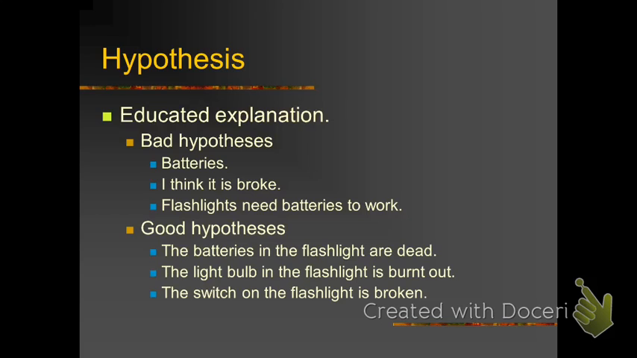And so here are some bad hypotheses. Batteries. Okay, that doesn't explain anything. I think it is broke. We know it is broke. We're trying to find out why it is broke. And then the next one I wrote up there is flashlights need batteries to work. Although it is a true statement that flashlights need batteries to work, it really doesn't explain why the flashlight is not working. So here are some examples of some good hypotheses. And really you're just stating the answer to the actual question that you've asked earlier. So the batteries in the flashlight are dead, the light bulb is burnt out, the switch is broken, something like that.